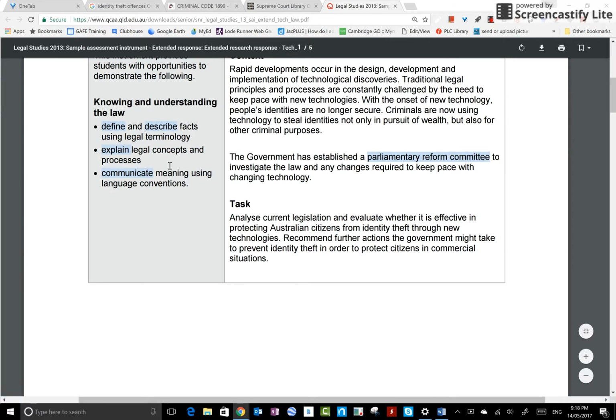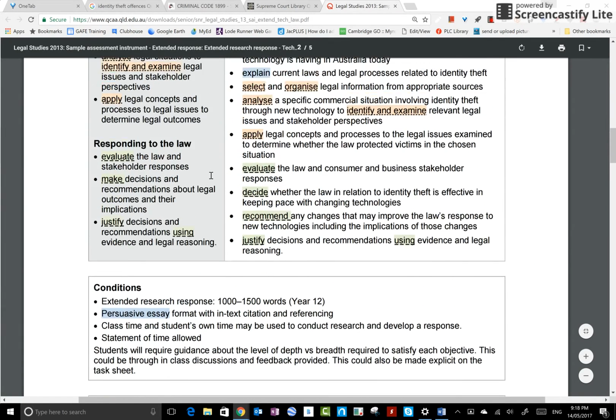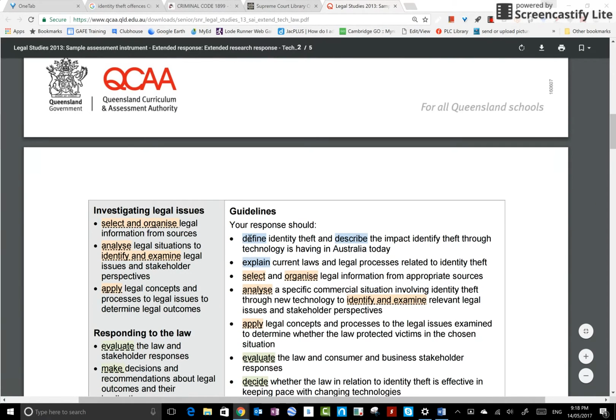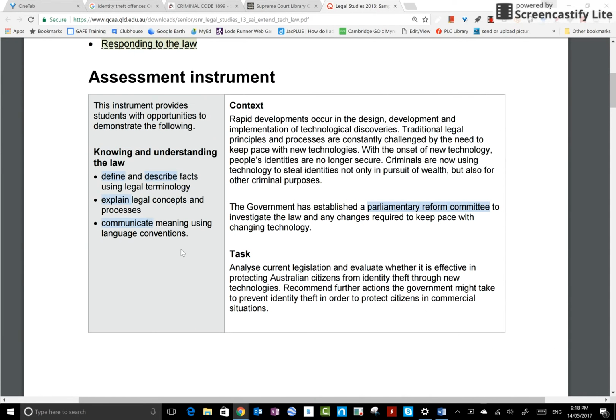So you would actually do that. So when we have a look at those guidelines, that's what you need to do. We can see that here. Define identity theft. Describe the impact of identity theft through technology happening in Australia today. Explain the current laws and the processes. That's effectively what you're doing in that particular criterion.